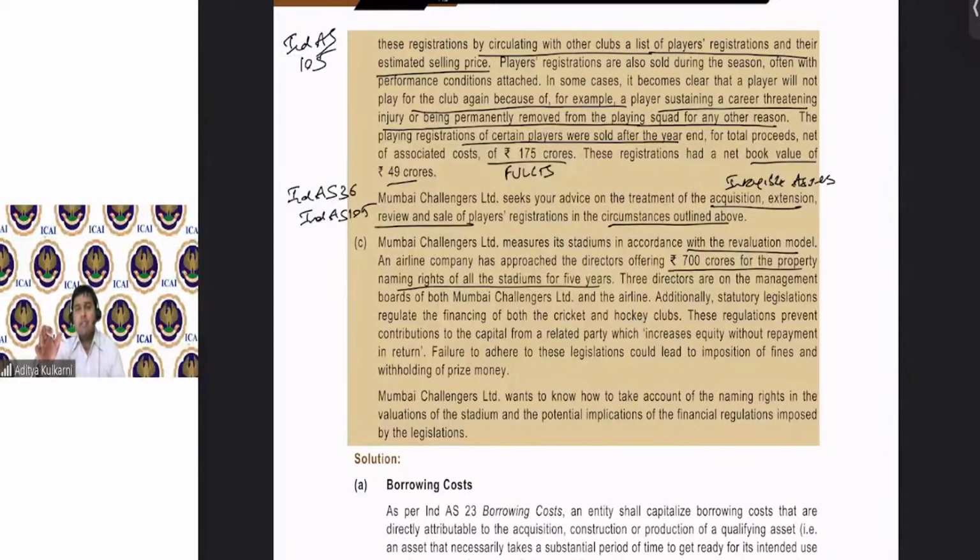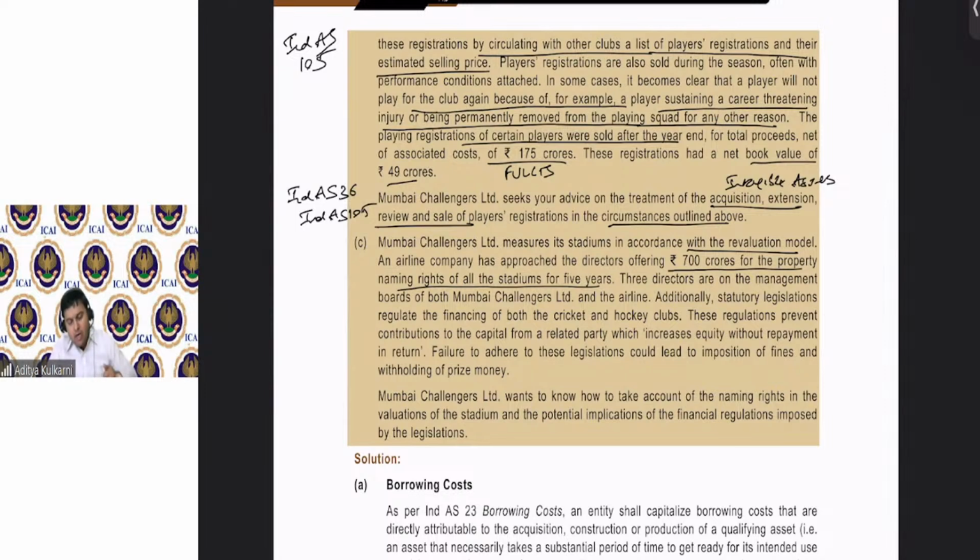So for this, airline companies like Indigo or Vistara will pay the stadium something, and then the stadium is going to be named after that airline. So it gives kind of an advertising and a sponsorship also to the stadium. Now, for the airline company, it is very simple because it knows that it has to pay X amount. In this case, it has to pay 700 crores for the property naming rights.